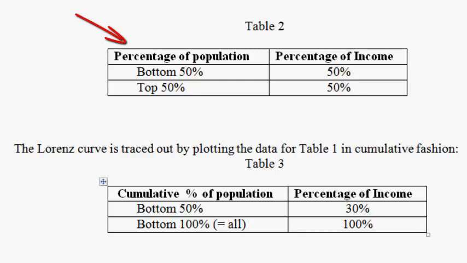and when we trace out the line that passes through what each group has, when you accumulate it, you would have the bottom 50% with 50% of the income, and the bottom 100% or all with 100% of the income. This will always be the case when you accumulate.